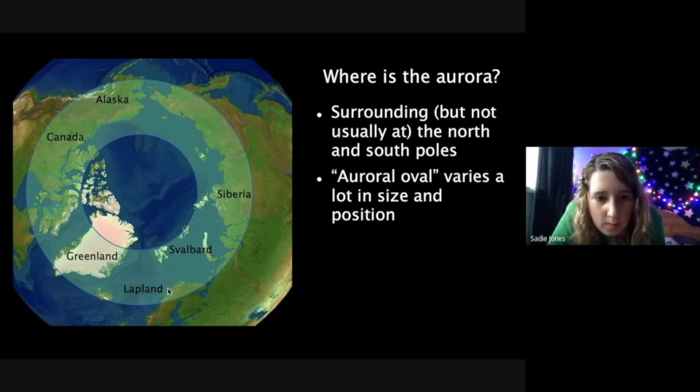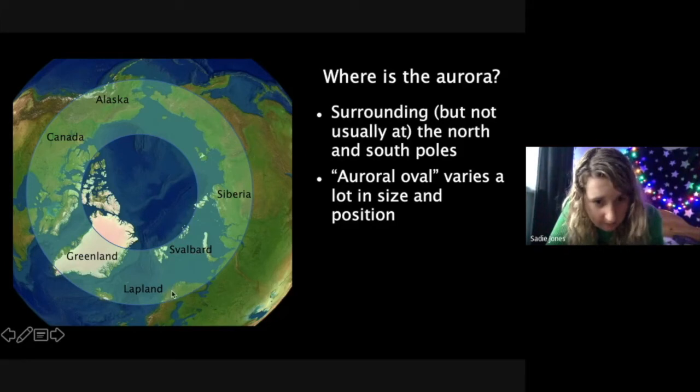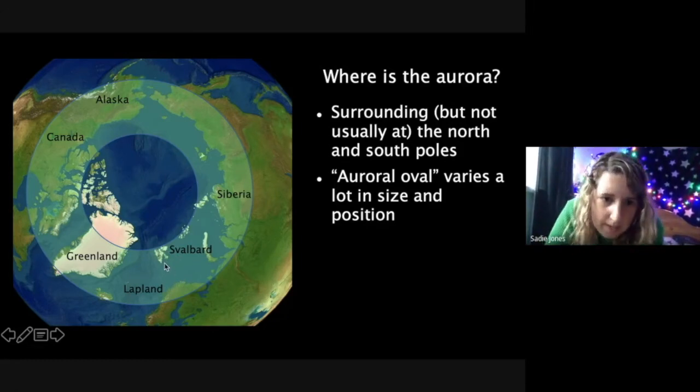So the places where you're most likely to see it are Finnish Lapland, where Santa lives, mainland Norway, Svalbard, which is where I went, which is still part of Norway, but you can see is much further north than the mainland Norway. And then you've got aurora visible in Greenland, Canada, and Alaska, and Siberia.